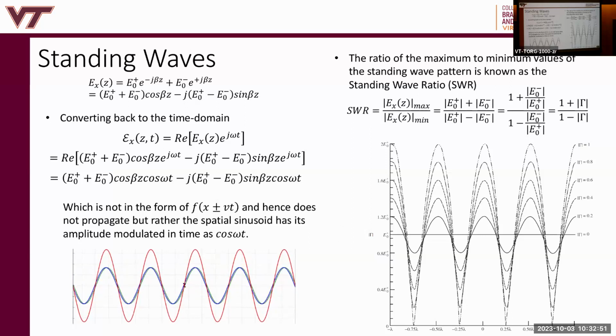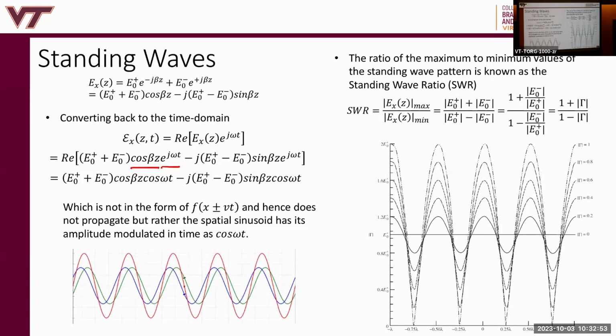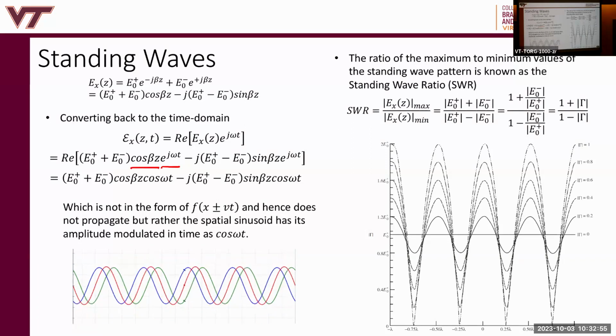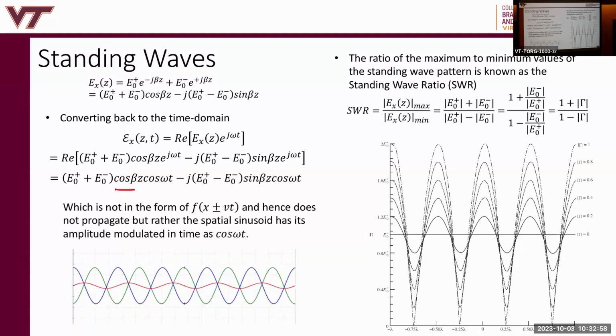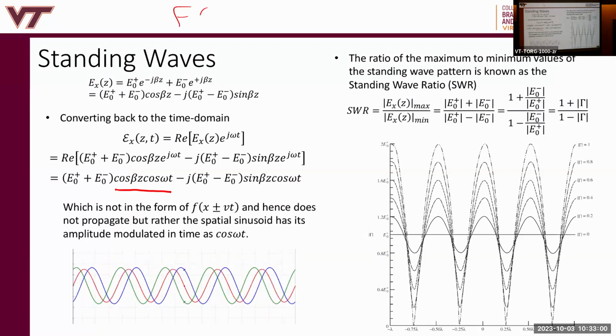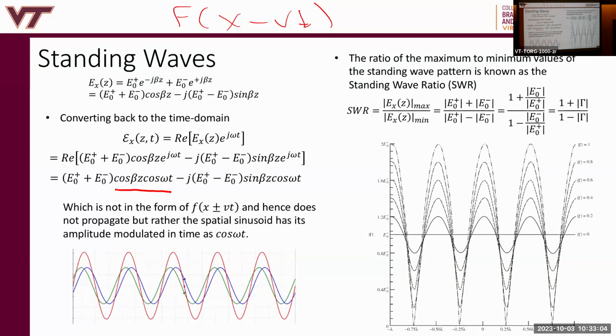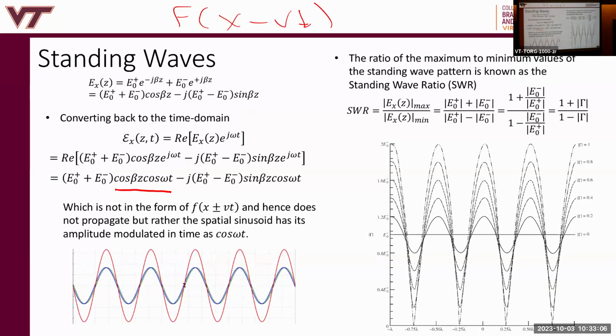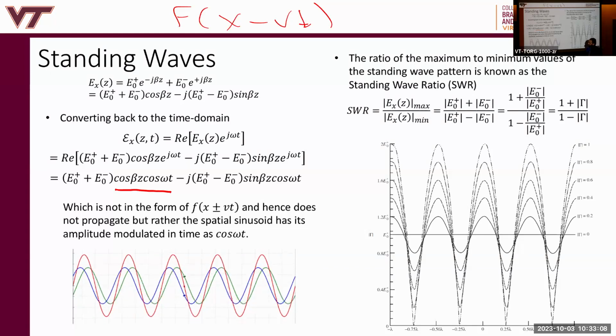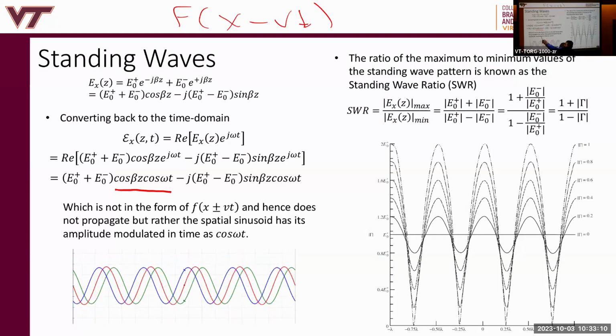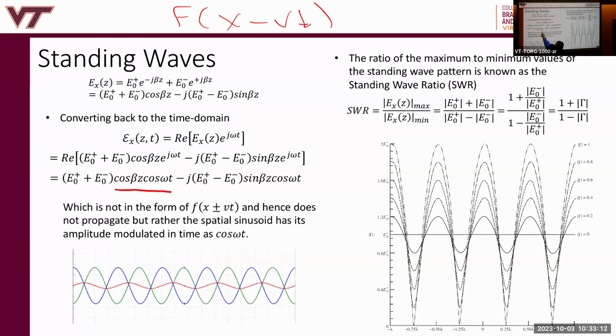Look what happened. This is E, but this is cosine. So you couldn't combine them before you took the real part. Therefore, we don't have a function of the form x minus vt, right? Which means it's not a wave which travels. It doesn't displace along the z-axis. Instead, this function varies as a function of space and as a function of time, but they don't vary together.